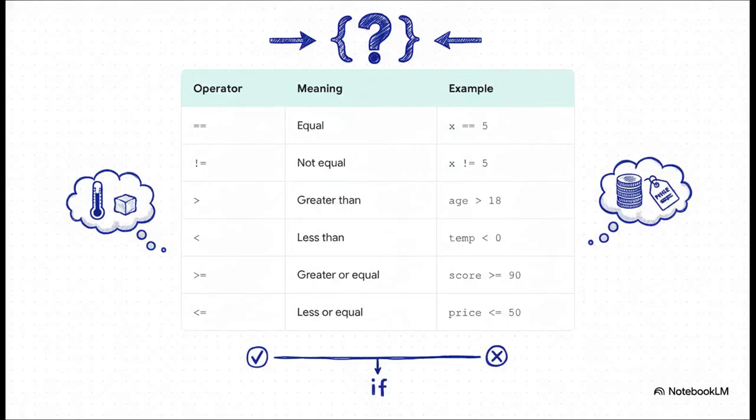And these are the tools we use to ask our questions. These are the comparison operators. This is how we find out if something is true. Is x equal to 5? Is the temperature less than 0? You're going to be using these all the time to build your conditions.